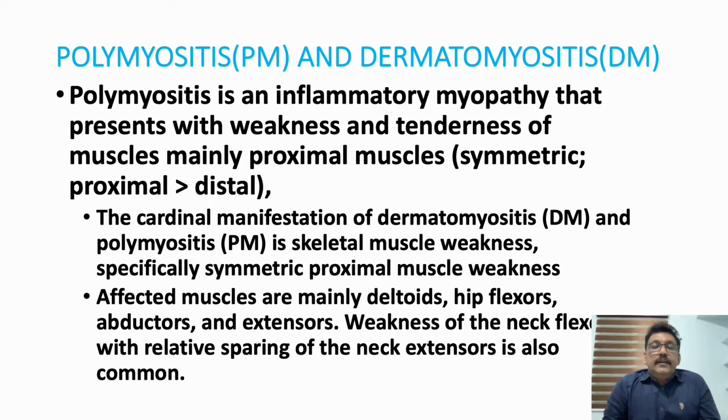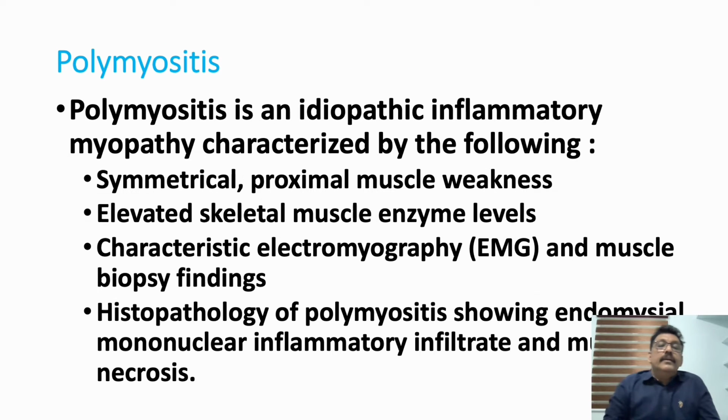This mainly affects the skeletal muscles, but sometimes cardiac muscles also can be involved, like the patient can have cardiac involvement also. And it is mainly symmetrical and proximal muscle weakness. It is associated with severe muscle tenderness and elevation in the muscle enzyme, that is creatine kinase. The main muscles affected are deltoid, hip flexors, abductors, extensors, and neck flexors also. So mainly upper limb and lower limb proximal muscles and neck flexors are involved. Neck extensors are not commonly involved.